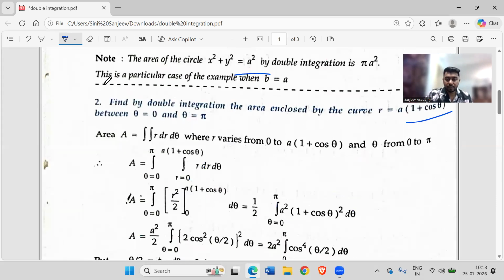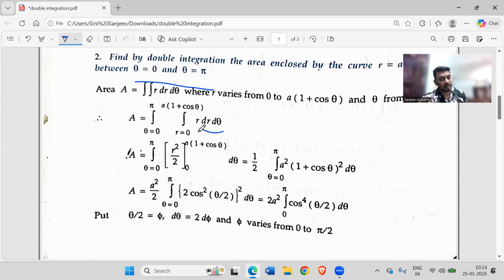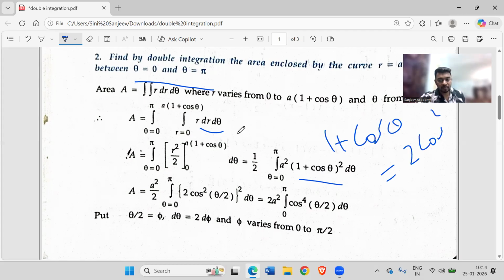Now I'll explain this. For the cardioid, r is 0 to a into 1 plus cos theta, r dr d theta, and theta is already given as 0 to pi. Integrating r gives r square by 2, and a into 1 plus cos theta the whole square. You should know that 1 plus cos theta is 2 cos square theta by 2. Without that, you will not get it. So it's cos power 4 theta by 2.